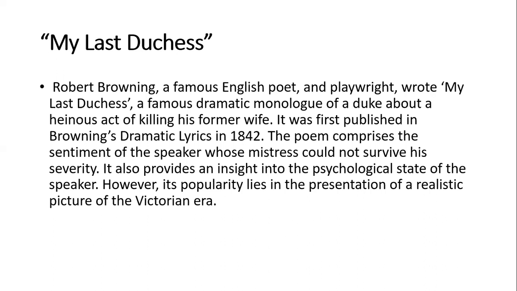Okay, so here this poem is of a duke, and he has apparently killed his former wife, and this is the conflict here. And it was published in Browning's Dramatic Lyrics in 1842. The poem comprises the sentiment of the speaker whose mistress could not survive his severity. It also provides an insight into the psychological state of the speaker. However, its popularity lies in the presentation of a realistic picture of the Victorian era.